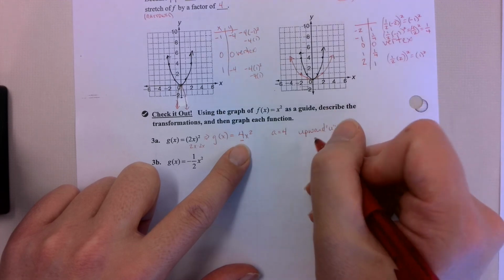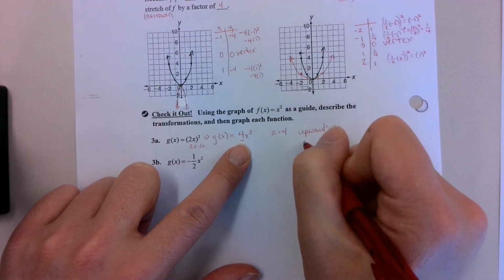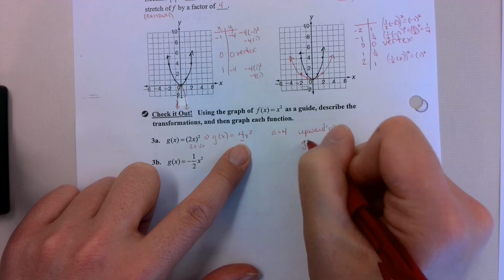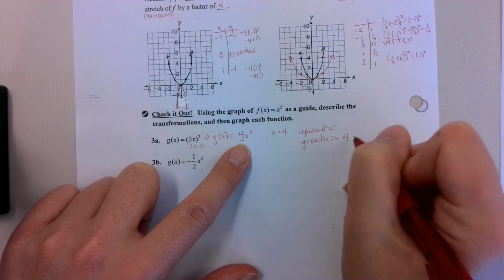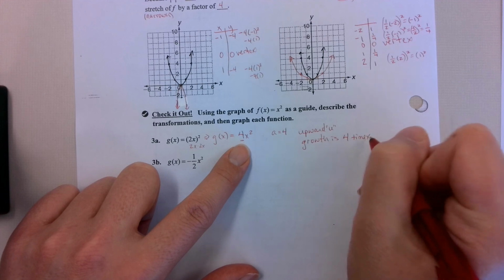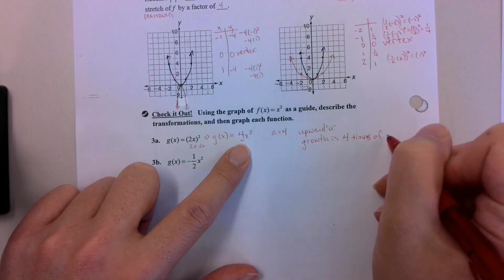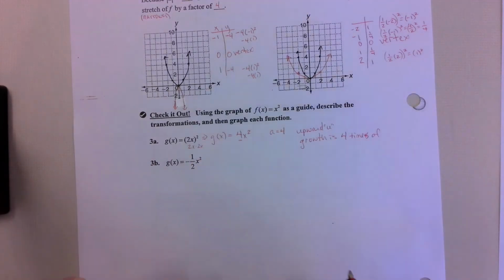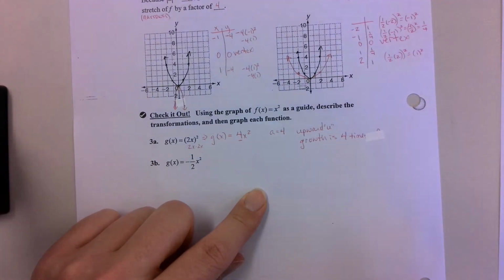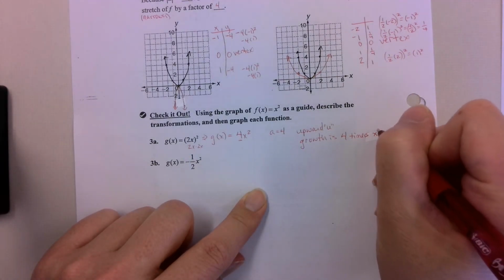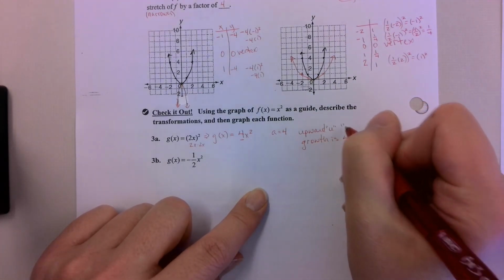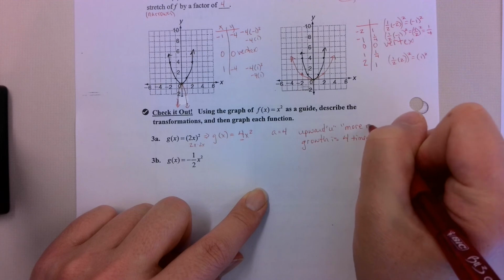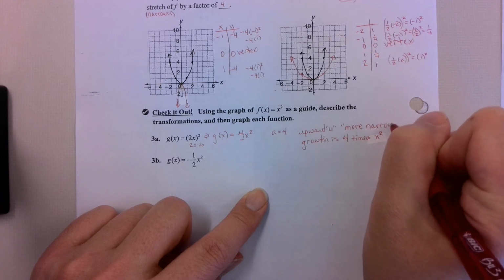So it is going to have growth that is 4 times the x squared value. So this graph is going to be an upward U, and it's going to be more narrow. It's going to have a vertical stretch.